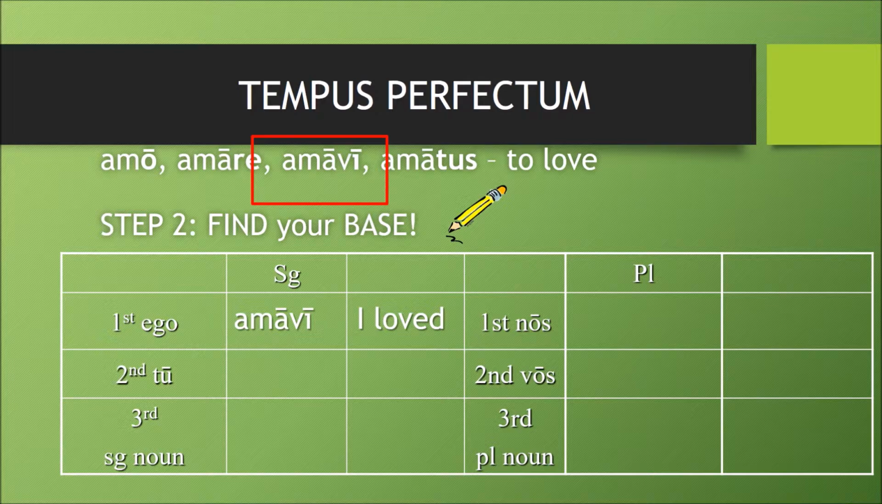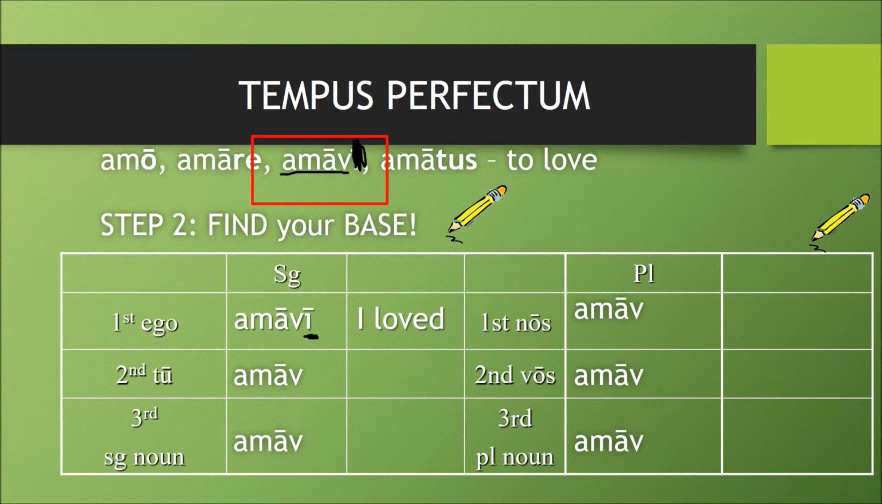Next, we need to find our base, and to find our base, we're going to take off the ending from our third principal part. The I is our ending for the I form, and we are left with the base amav. Now that V is part of our important spelling change that's going to help us recognize the third principal part that we use for the perfect tense. So we need to make sure that our base includes that V spelling change or whatever other spelling change we find in the third principal part. Finally, we're going to add the rest of our endings. And be prepared, discipuli, these endings are a little different than the ones that you are used to.